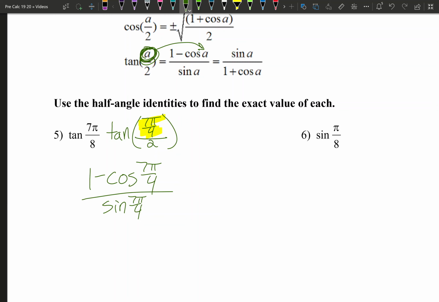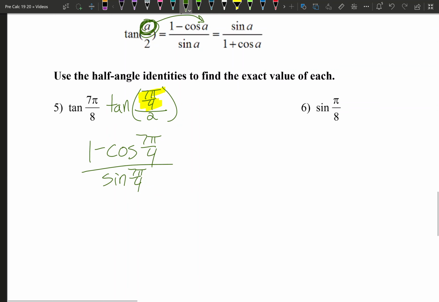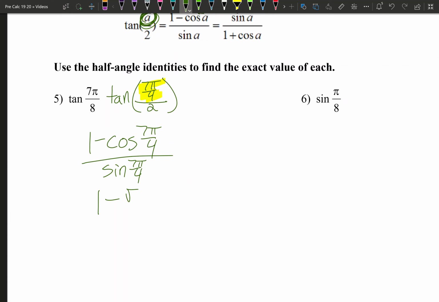And now, just like with our sum and difference identities, we are going to evaluate. So cosine of 7 pi over 4 is square root of 2 over 2. Sine of 7 pi over 4 is square root of 2 over 2, except that this sine one is negative. So here we have multiple fractions. We've got a square root in the denominator, so we might need to multiply by something. In this case, I'm going to multiply both the numerator and denominator by the square root of 2.